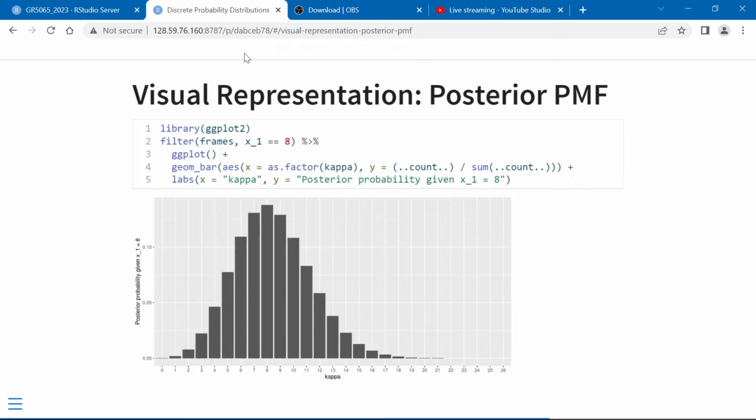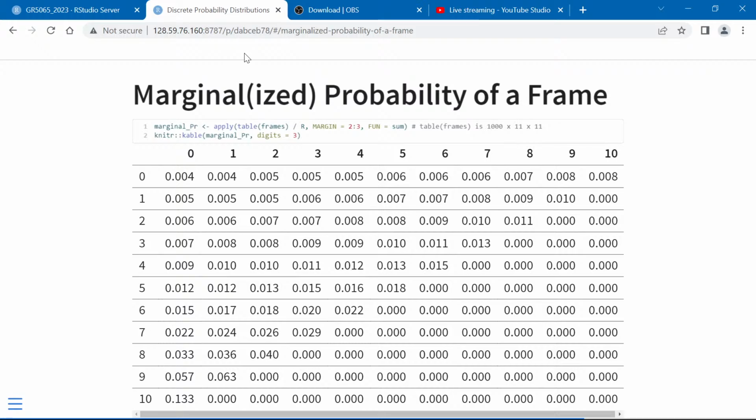So we can visualize this also. All right. Now, if we calculate the marginalized probability of a frame, first we get a crosstab of the 3 columns in frames, divide that by R so that things are in terms of proportions rather than counts. That is going to produce a 1000 by 11 by 11 array for kappa, x1, and x2. So giant contingency array there.